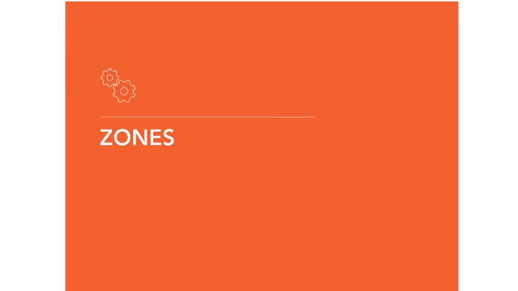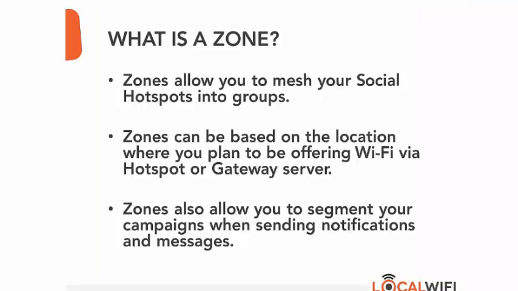So we're going to go right into zones. We touched on zones a little bit in day 2, and we talked about zones as basically an element of grouping things, but I'll go a little bit further today. So what is a zone? A zone allows you to mesh your social hotspots into groups. So it basically helps categorize all your hotspots.